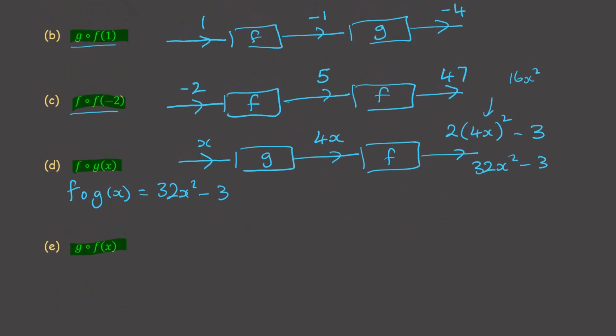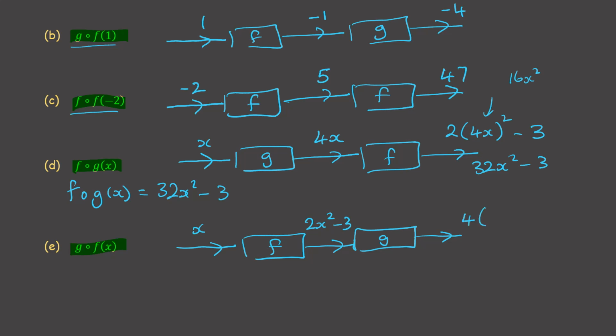Now we're going to do g of f of x. That means we're going to do f first, and then we're going to do g. So if x goes in here, do f, and we get 2x squared take away 3. Now g multiplies the input by 4, so we're going to get 4 times 2x squared take away 3, which is going to be 8x squared take away 12.